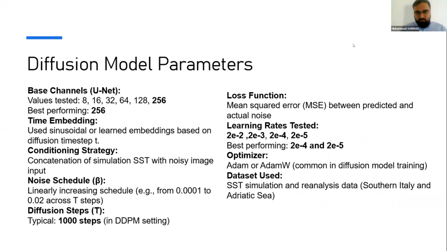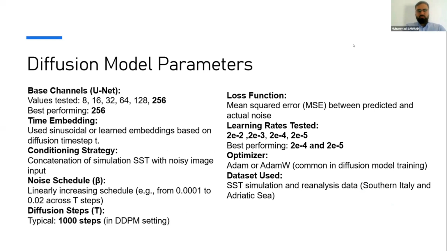So the parameters that we have explored, and some are constant. We change our base channels from 8, 16, 32 until 256. Then for the time embedding in the diffusion model, we use sinusoidal embedding. For the conditioning strategy, we use simple concatenation of our simulated SST with a noisy input image.